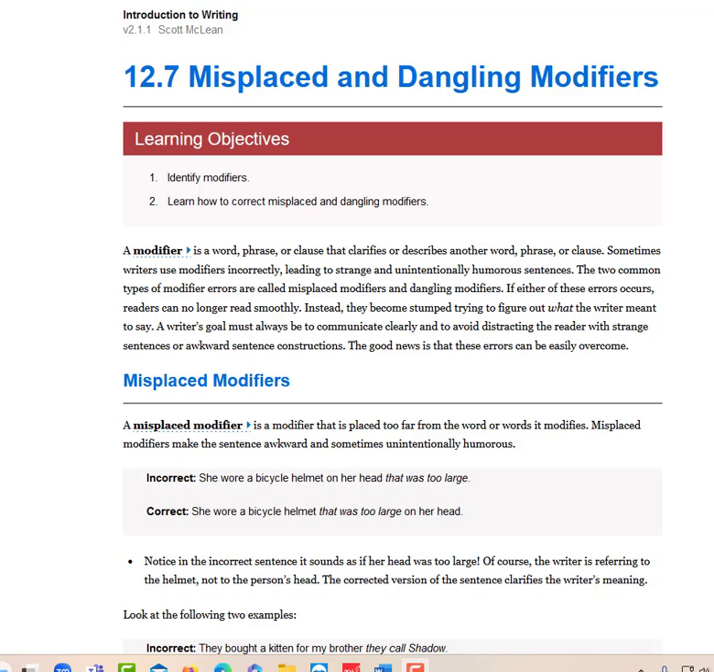Incorrect. She wore a bicycle helmet on her head that was too large. Correct. She wore a bicycle helmet that was too large on her head. Notice in the incorrect sentence, it sounds as if her head was too large. Of course, the writer is referring to the helmet, not the person's head. The corrected version of the sentence clarifies the writer's meaning.